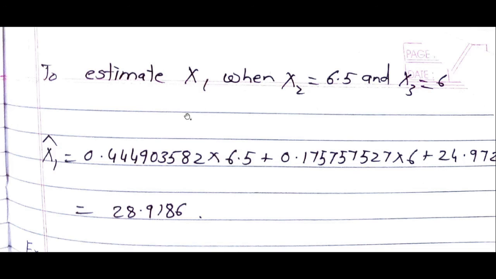Now to estimate x1 when x2 is equal to 6.5 and x3 is equal to 6, x1 cap is given by 0.444903582 into 6.5 plus 0.175757527 into 6 plus 24.972. The estimated value of x1 is given as 28.9186.